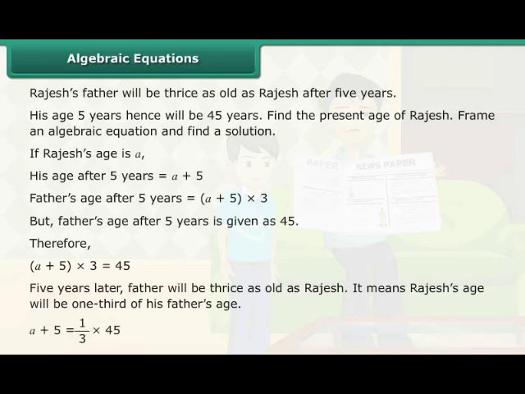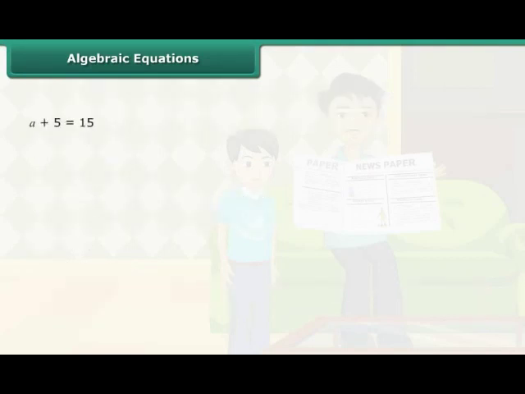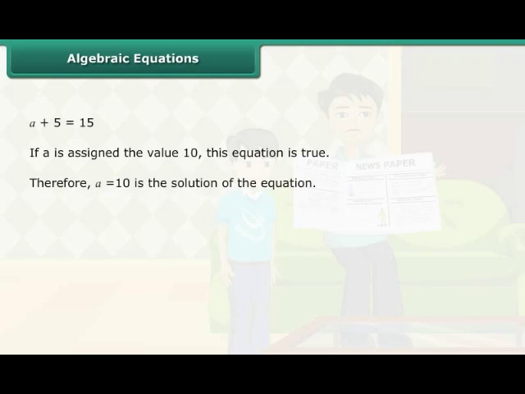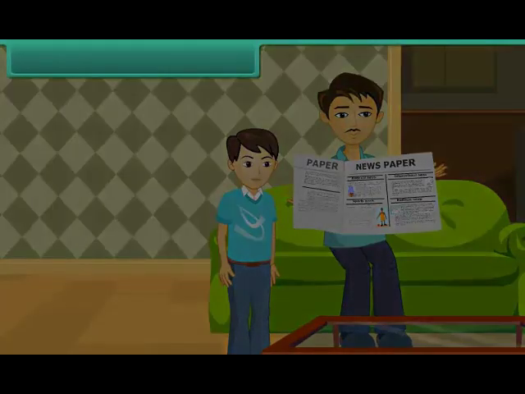A plus 5 is equal to 1 upon 3 into 45. A plus 5 is equal to 15. If A is assigned the value 10, this equation is true. Therefore, A is equal to 10 is the solution of the equation. It means Rajesh is 10 years old at present.